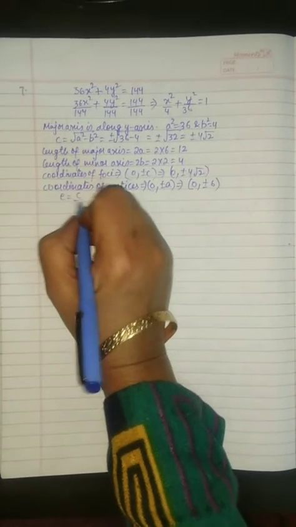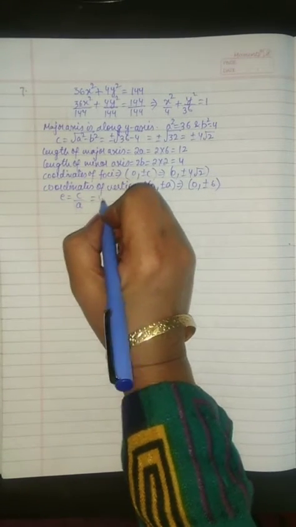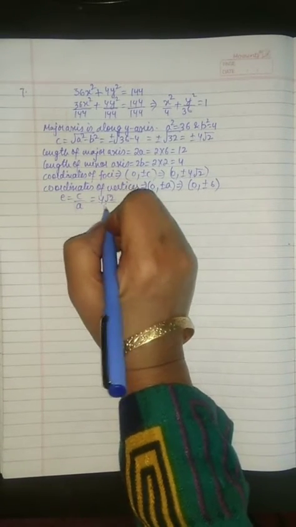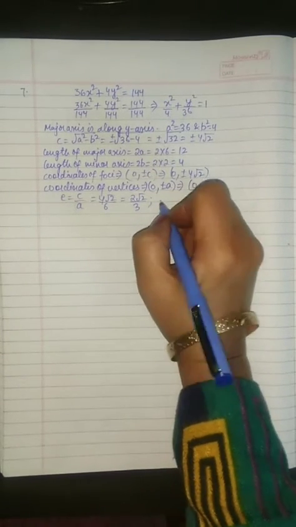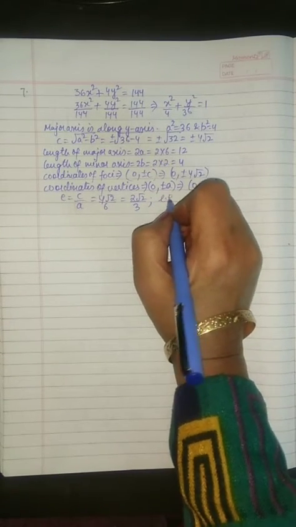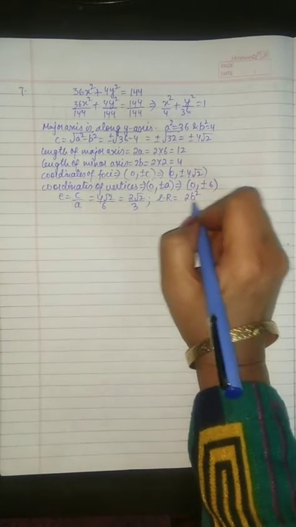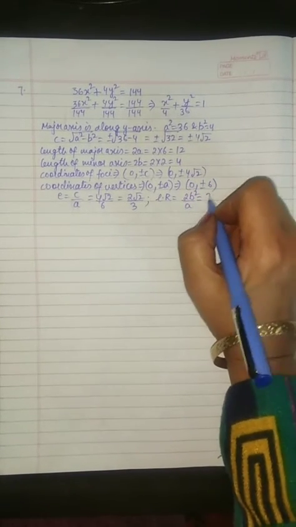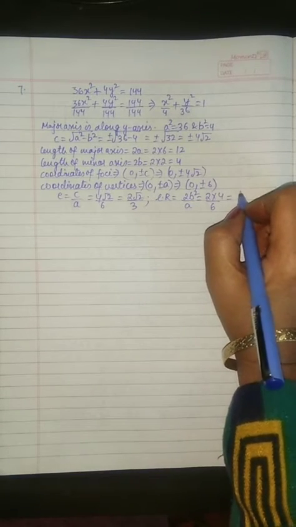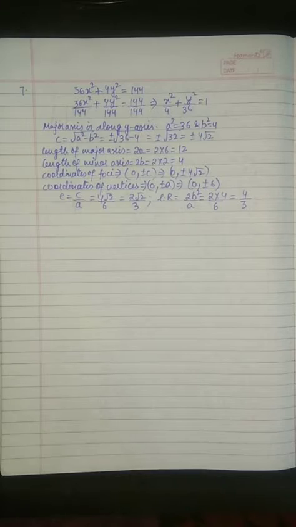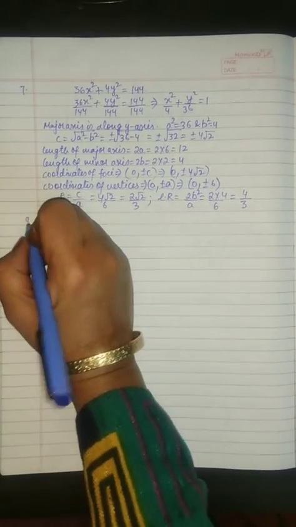Eccentricity is c upon a. C is 4 under root 2 and a is 6, so it is 2 under root 2 by 3. Then the length of latus rectum is 2b square upon a. Now b square is here 4 and a is 6, so it is 4 by 3. Now next, question number 8.